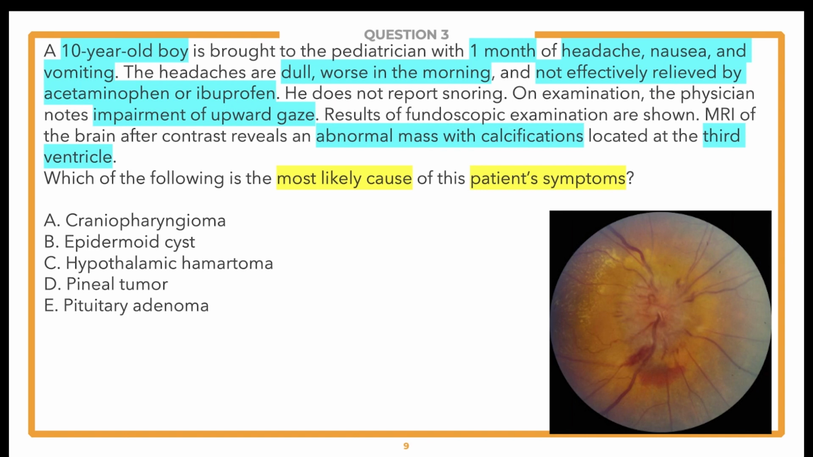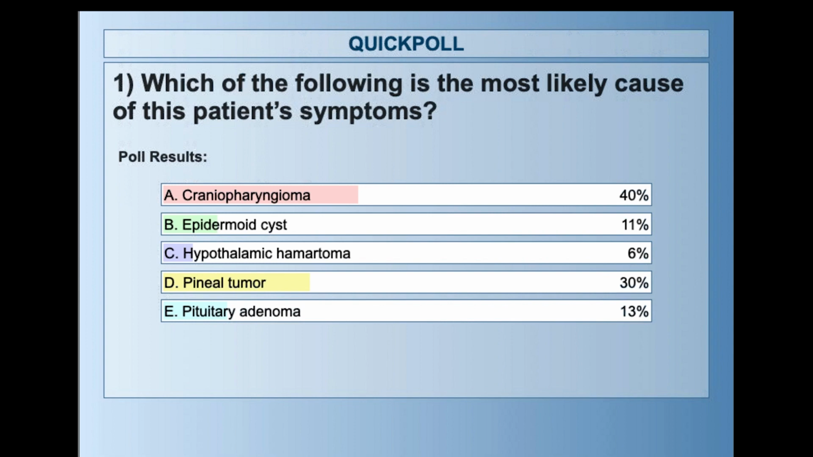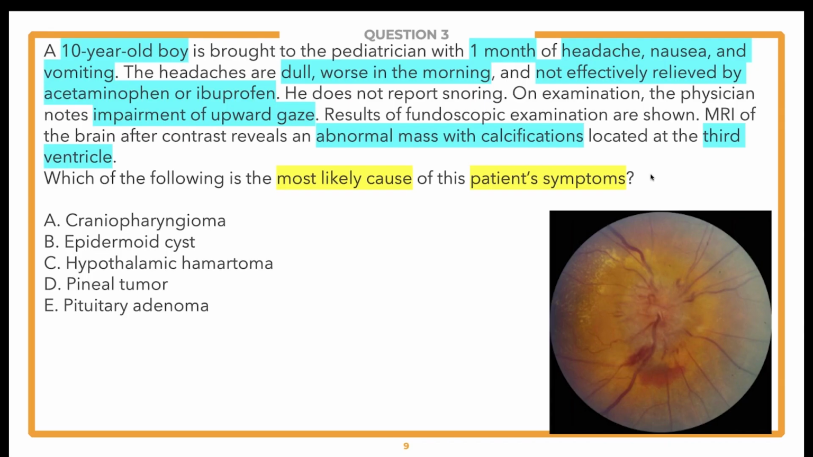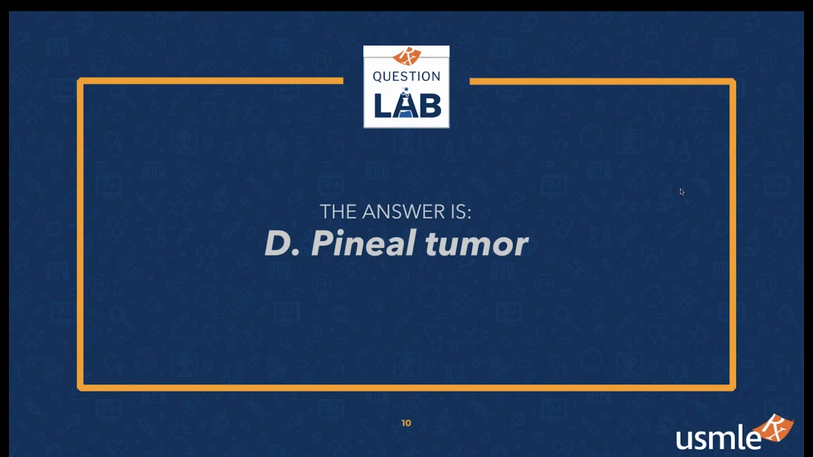So top vote getter, craniopharyngioma, answer choice A. While pineal tumor also got about 1/3 of the votes here. So kind of a 2-horse race here. So let's go ahead and hide the results and share the answer. And the answer is answer choice D, pineal tumor.